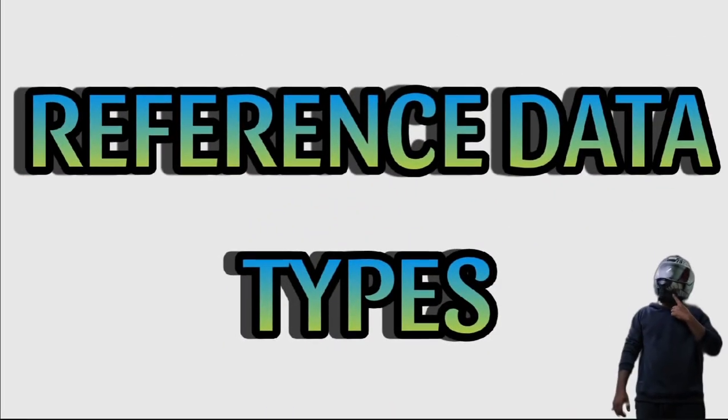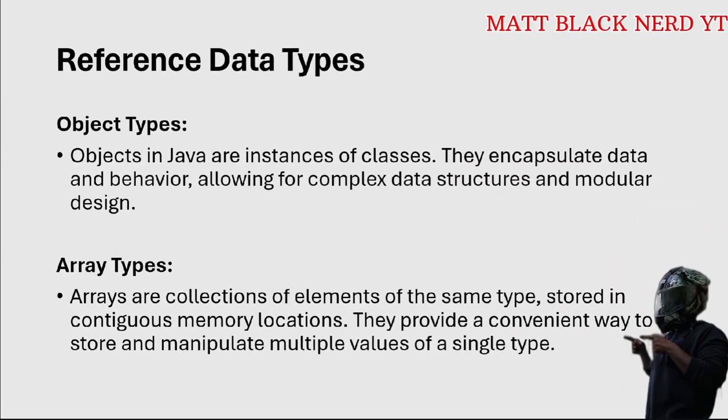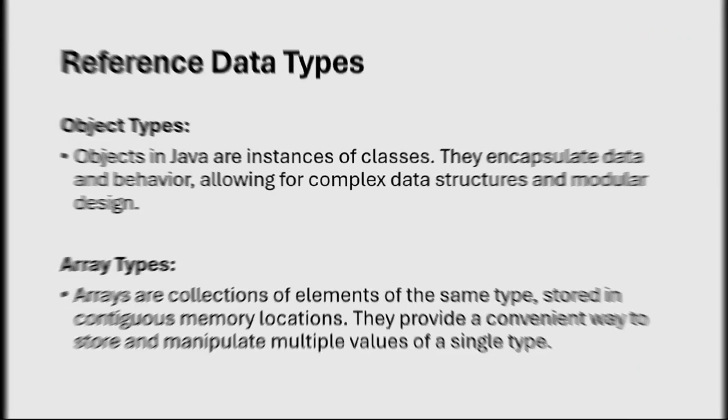What are the different reference data types in Java? Object types. Objects in Java are instances of classes. They encapsulate data and behavior, allowing for complex data structures and modular design. Array types. Arrays are collections of elements of the same type, stored in contiguous memory locations. They provide a convenient way to store and manipulate values of a single type.